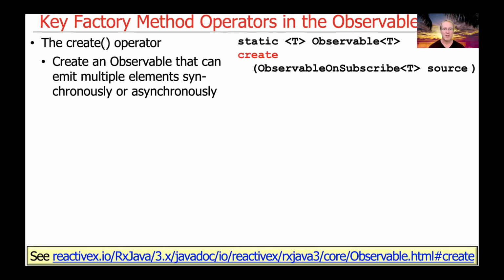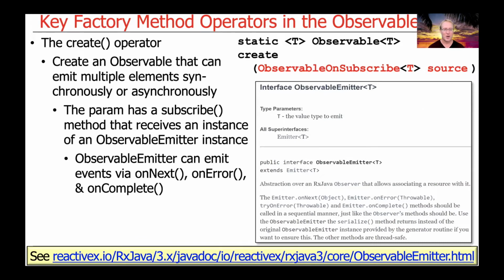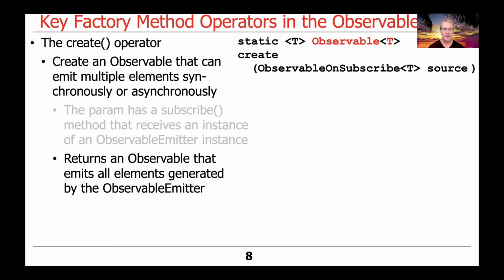This operator creates an observable that can emit multiple elements synchronously or asynchronously. The parameter that's passed to it, called ObservableOnSubscribe, has a subscribe method that receives an instance of a so-called ObservableEmitter. ObservableEmitter, in turn, can emit events via its onNext, onError, and onComplete methods. The create operator, that's defined in RxJava's Observable class, supports more dynamic use cases than the earlier Observable just and fromIterable operators we talked about in part 1. In particular, you can have an open-ended number of events that are emitted.